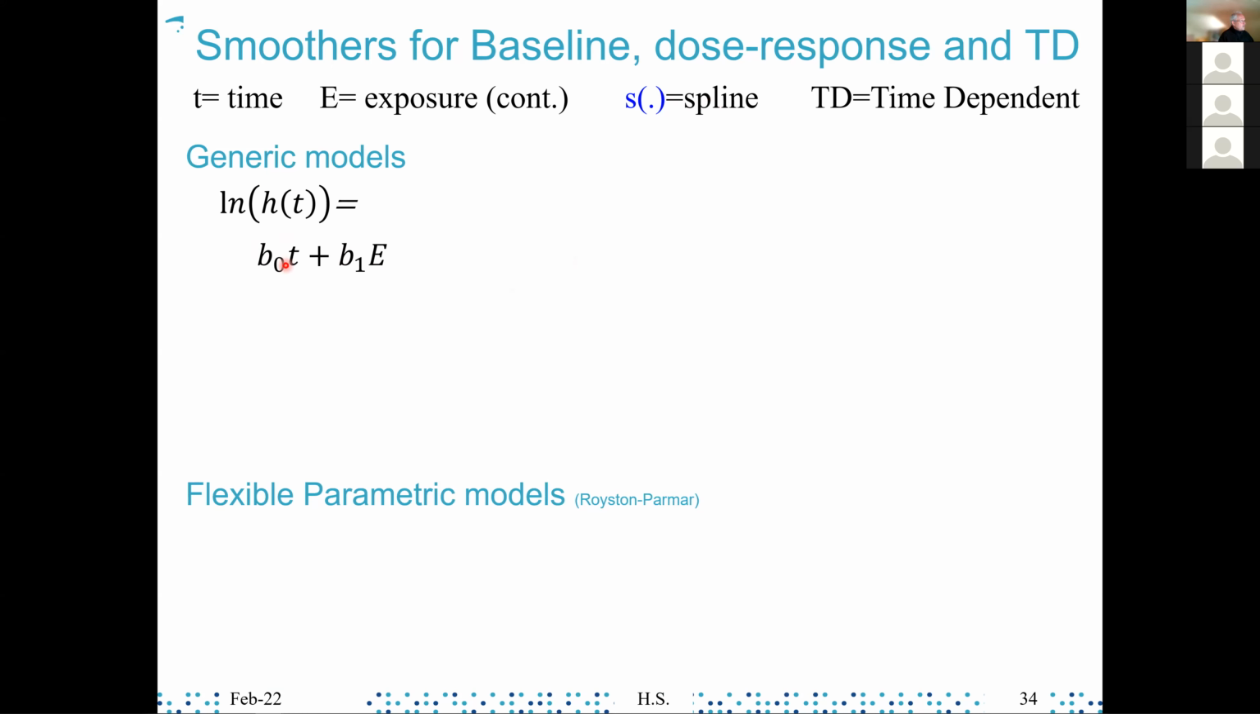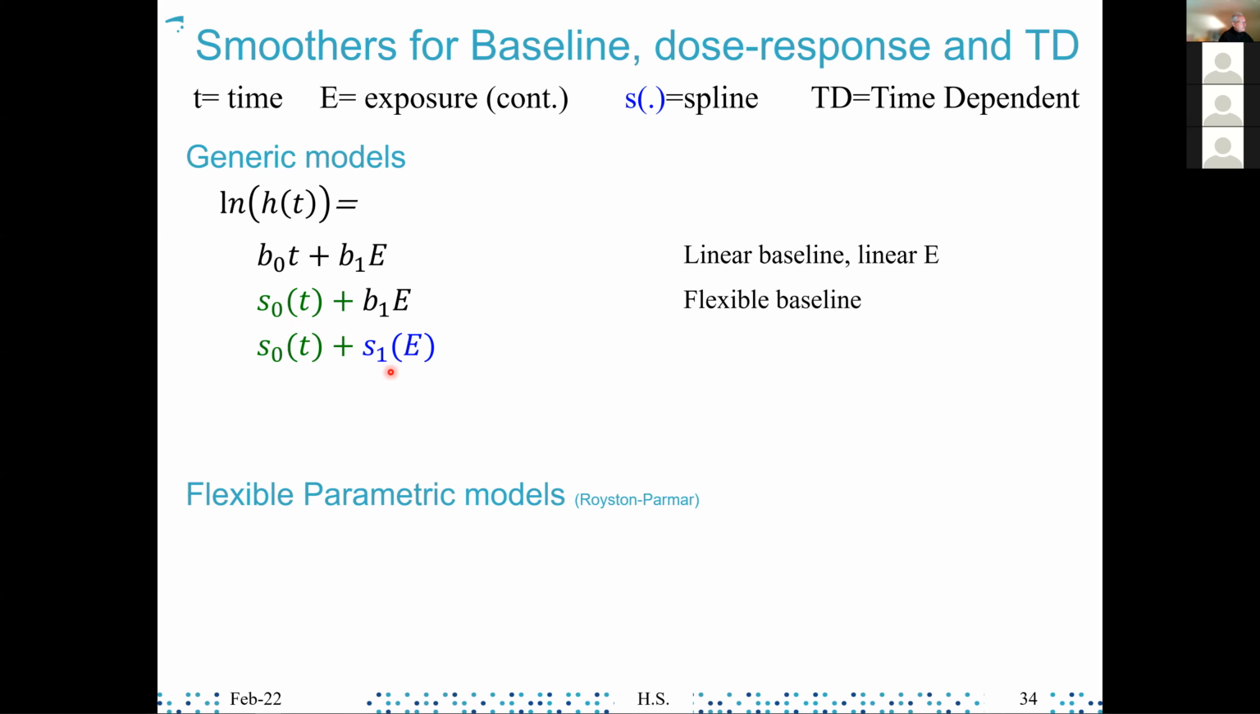So if I'm only using a model like this one, I'm assuming a constant hazard and a linear effect of the exposure. If I'm putting in a spline here for the time variable, well, then I can have a smooth or a flexible baseline. If I'm putting in a spline for the exposure variable, I can have a flexible dose response.